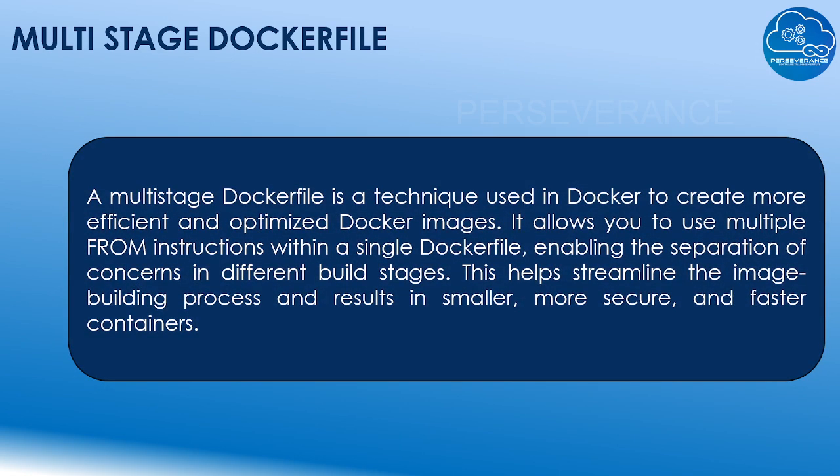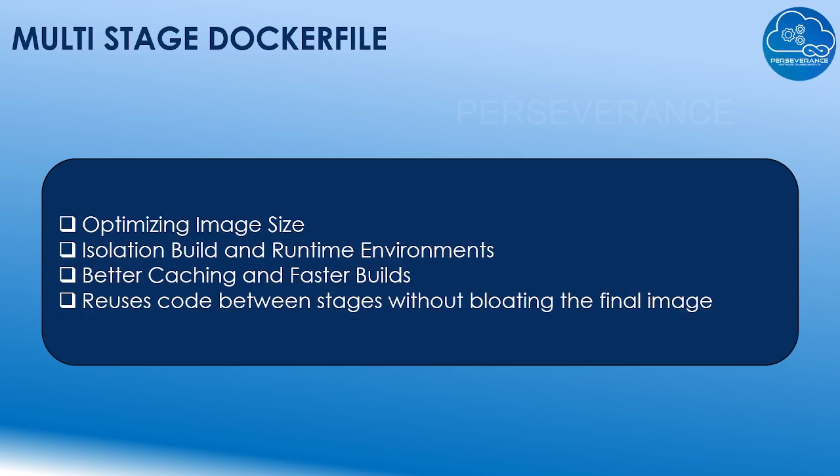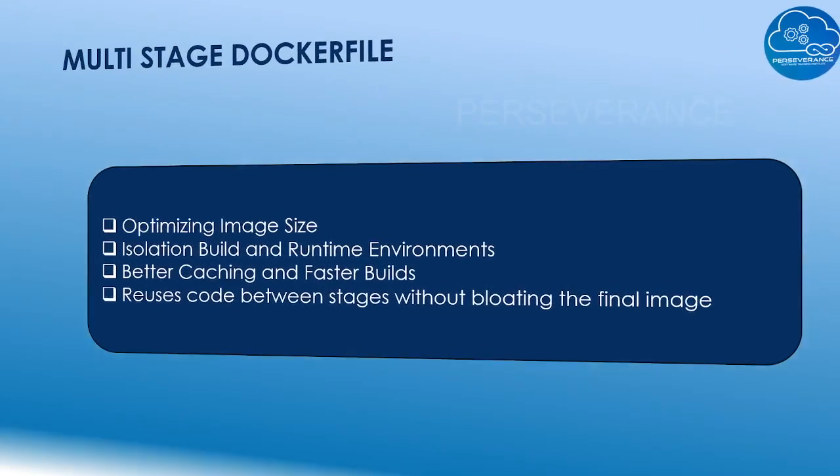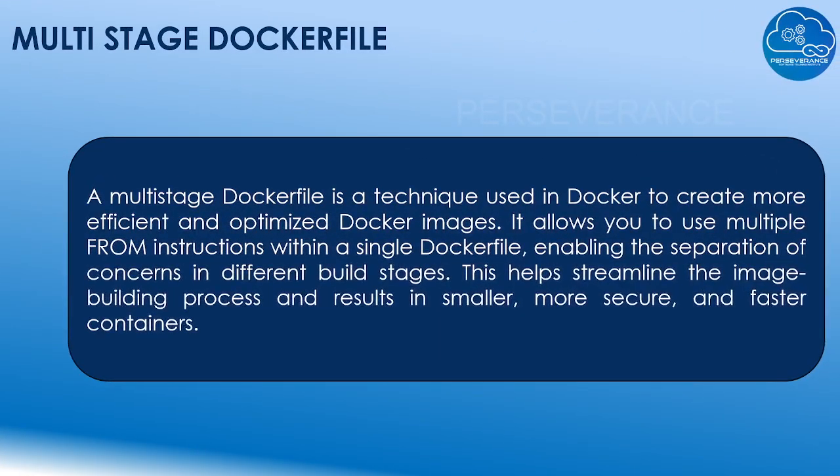A multi-stage Dockerfile is a technique used in Docker to create more efficient and optimized Docker images. It allows you to use multiple FROM instructions. What is meant by multiple FROMs? Let me show here. This is multi-stage. We have FROM Maven, because we need Maven, and also FROM Tomcat, because we also need Tomcat, right? So we can place multiple instructions, not only two FROM instructions, in a single Dockerfile, enabling the separation of concerns in different build stages. This helps streamline the image building process and results in smaller, more secure and faster containers.